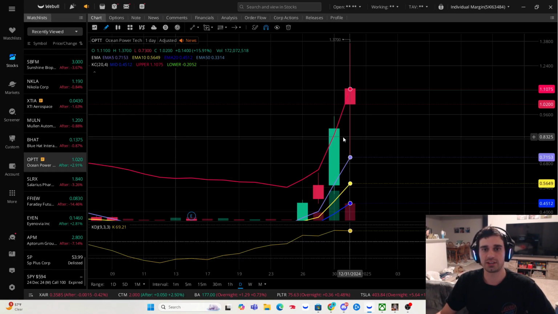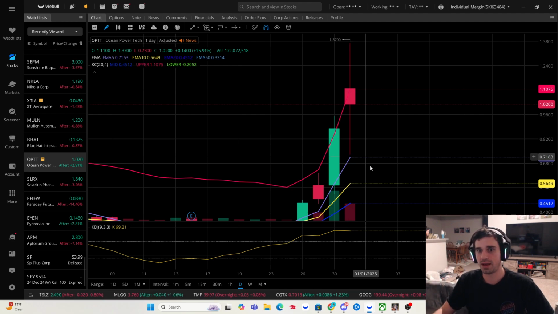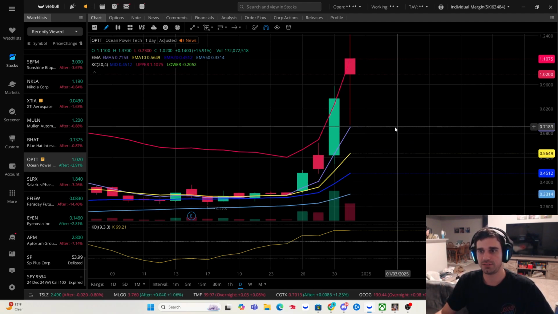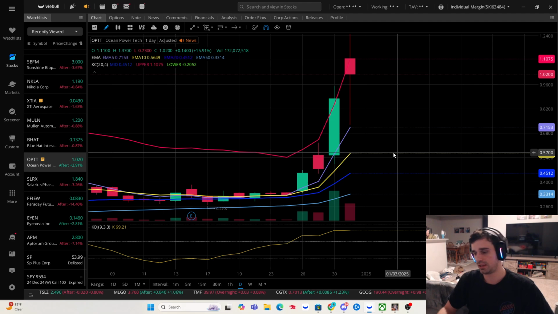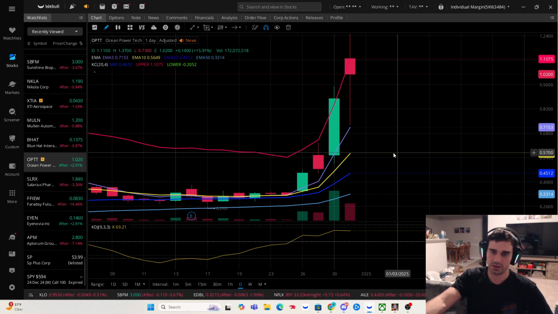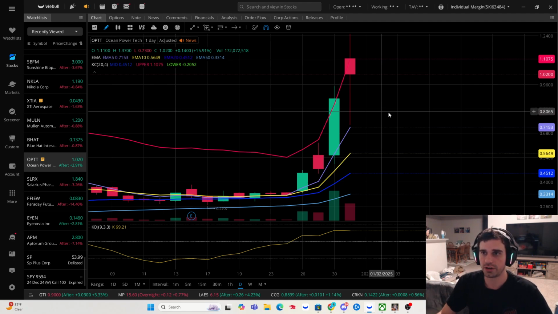OPTT, waiting for a pullback around this EMA 5. I'll get in again, and then this EMA 10. My profit target is conservative. I'm always looking for 10%, scale some out, and then I hold some at break even to see how high this goes.